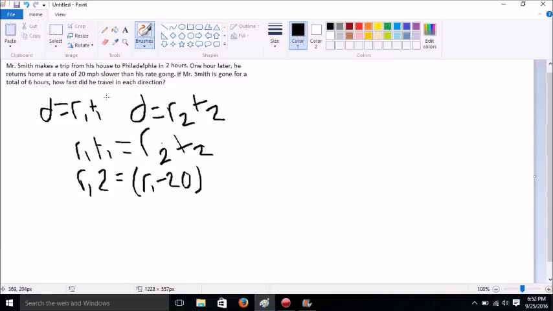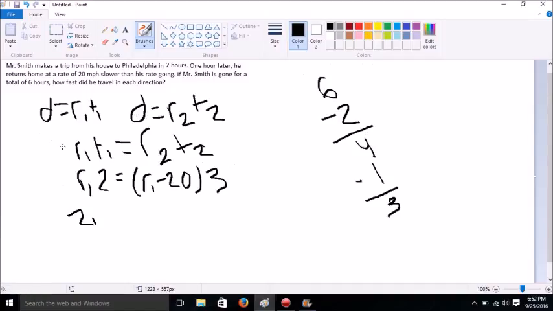We can also figure out his time for the way back. We know it took him 6 hours total, so 6 minus 2 hours, because that was his way there, which is 4. Then we subtract the time that he stayed there, 1 hour. So his total time driving back is 3 hours. Now we're going to simplify this just a bit. So 2R1 equals 3R1 minus 60.